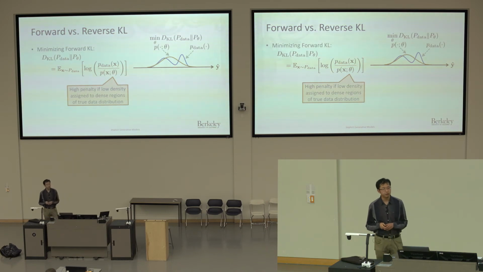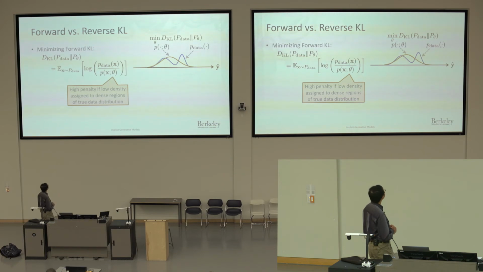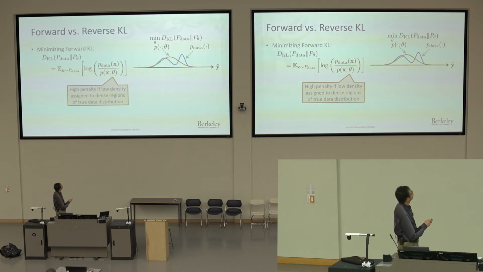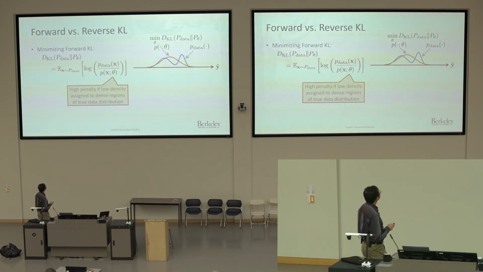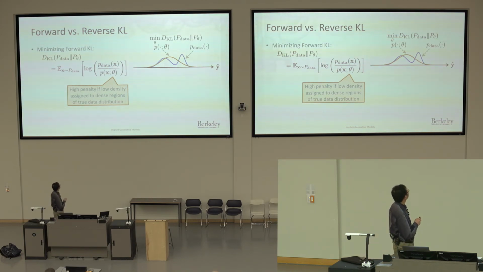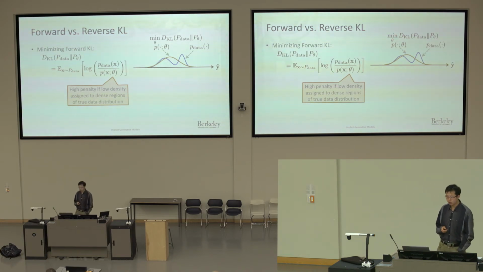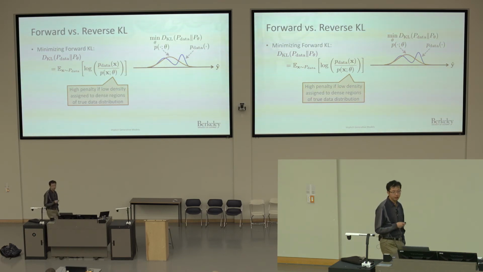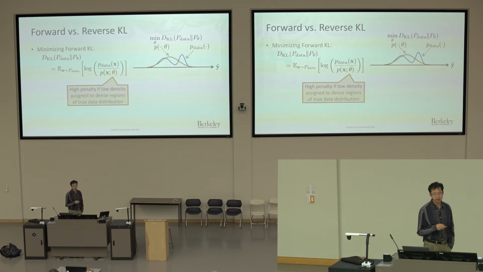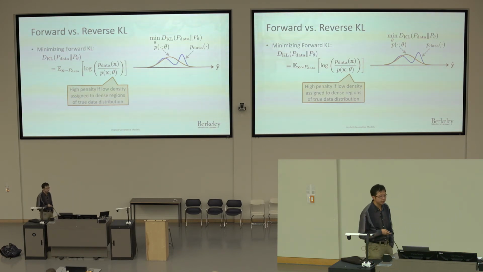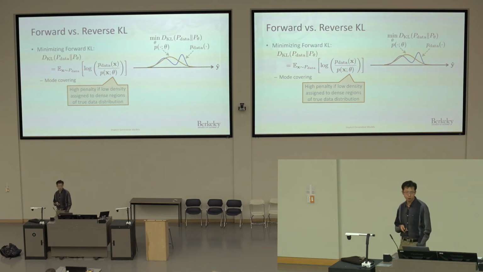So let's take a look at the behaviors of forward versus reverse KL. If we try to minimize forward KL, we have this picture here. The true data distribution is shown by the blue curve, and the gold curve is the distribution that minimizes the KL divergence from the model to the true data distribution. That turns out to be this curve here. Taking a look at the definition, we're going to pay a high penalty if we assign low density to dense regions of the true data distribution. So for every mode in the true distribution, we have to cover that with our learned model. Otherwise, the KL from the model to the data distribution is going to be high. So this is mode coverage. It's going to try to cover all the modes.